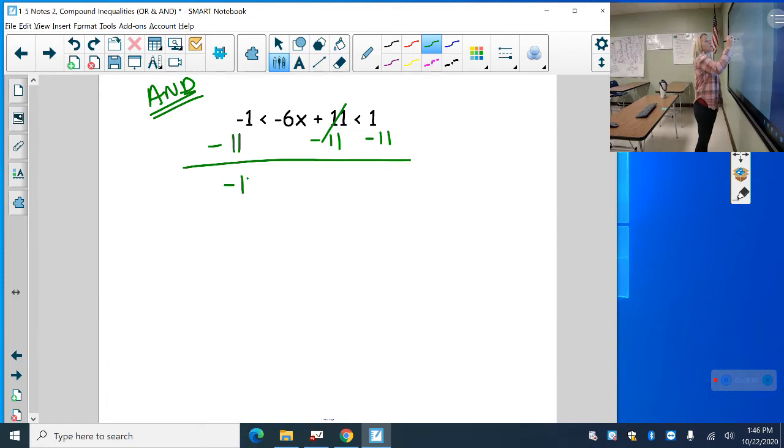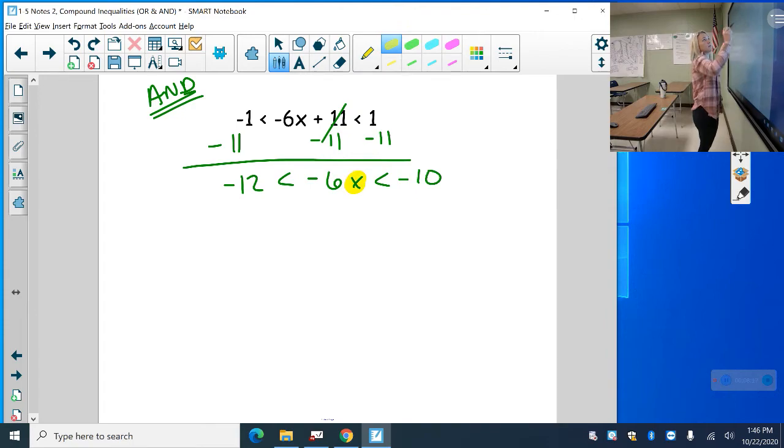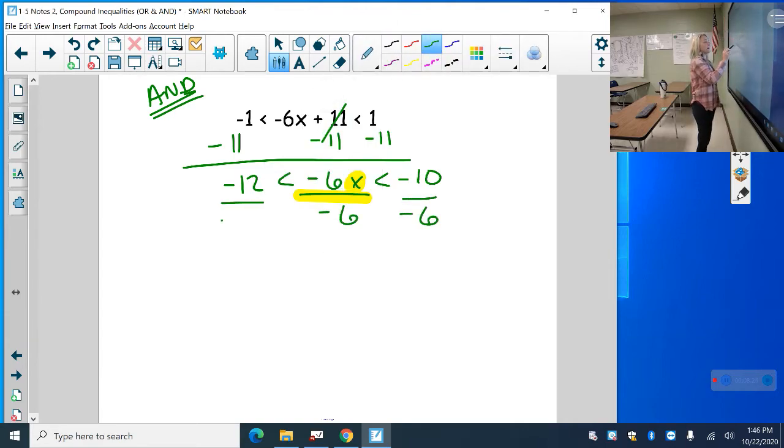So I have negative 12 is less than negative 6x, which is less than negative 10. Now, in order to get x by itself, my x is still stuck in there. In order to get it by itself, I'm going to divide by negative 6. Now, when we divide by a negative, we have to flip the inequality symbol. So we're going to make this one greater, make this one greater, and I'm just going to simplify these. This one gives me positive 2. This cancels. And negative 10 over negative 6, if I reduce that, divided by 2 is 5, divided by 2 is 3. Negative divided by negative gives me a positive.